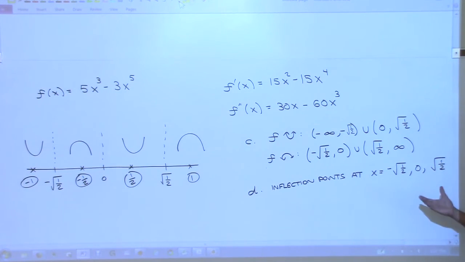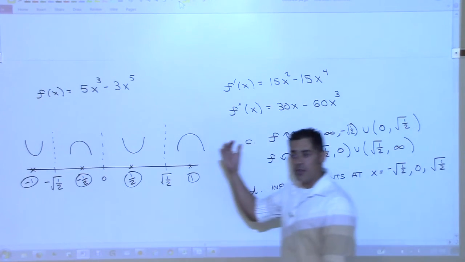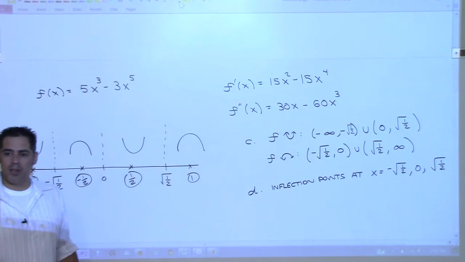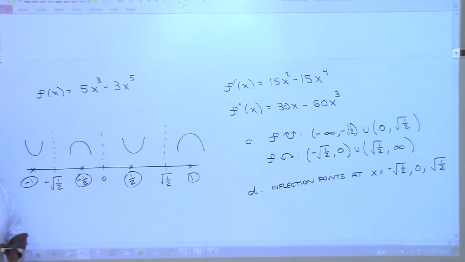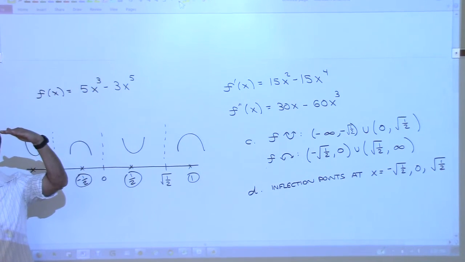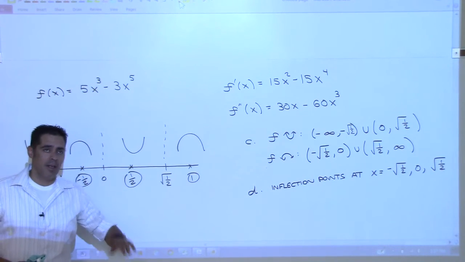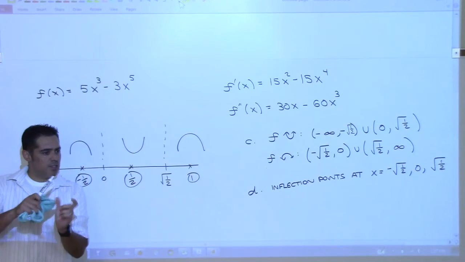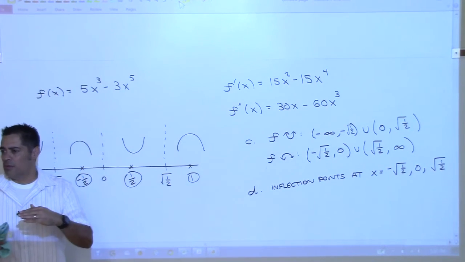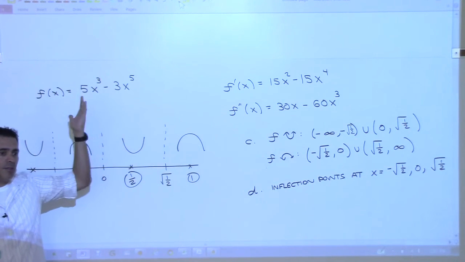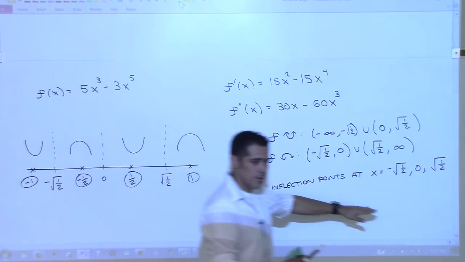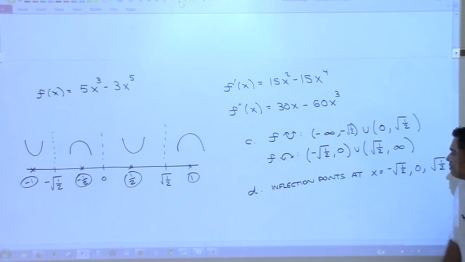Yeah, so now the question is, do we need to plug these into the original function? We don't have to, because with the first derivative, we're actually asking for the local max and min, right? We want to know how high that function was and how low that function was. Here, we just want to know where the switch in concavity happens. We don't necessarily need to know the y value. Now, if you want to, you can plug those in, but if you leave them just like that, that's also okay. Understand? So I'm just going to leave them.